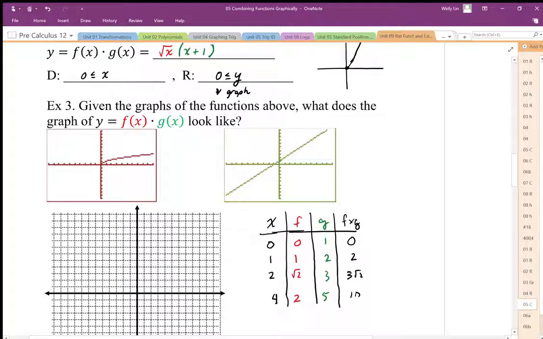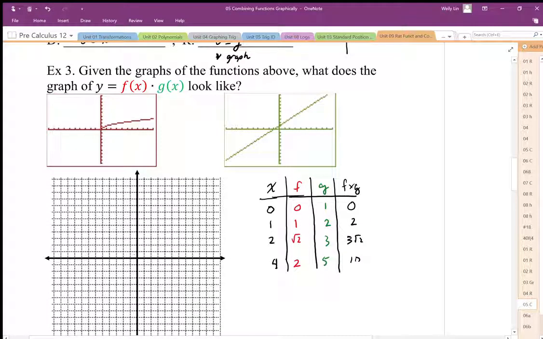And looking at the pattern of this, we can see that this is actually an increasing function. So x is 0, y is 0; x is 1, y is 2; x is 2, y is approximately 4.2 about, so somewhere around here. And x is 4, y is 10, so 4, 5, 6, 7, 8, 9, 10, somewhere around here.